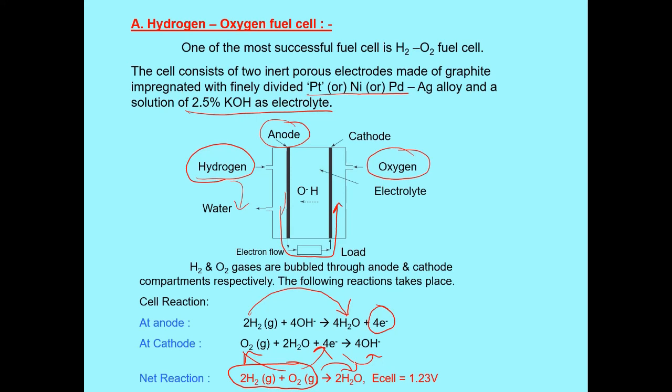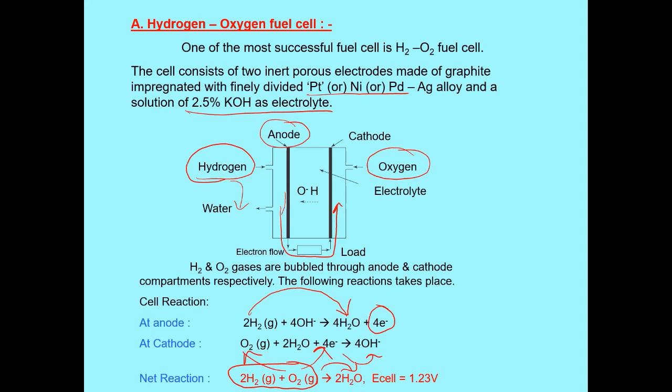When you stop the supply of this fuel and oxidant, the working of this fuel cell will stop, because the redox reaction will stop. If the redox reaction stops, then the products like heat and electricity cannot be generated. So they produce electricity and heat as long as you supply the fuel.